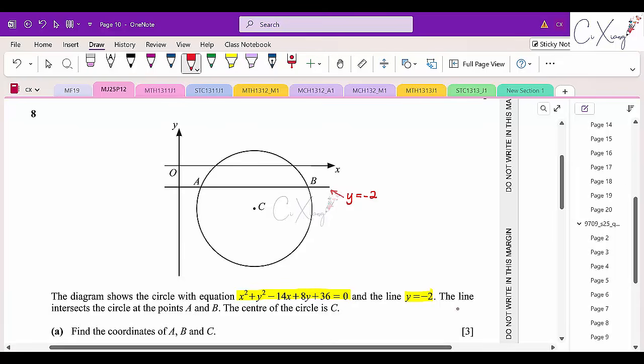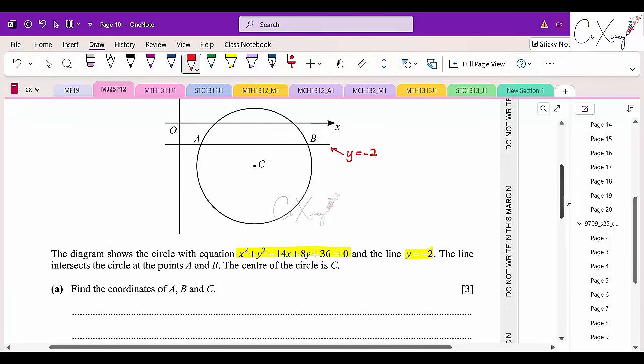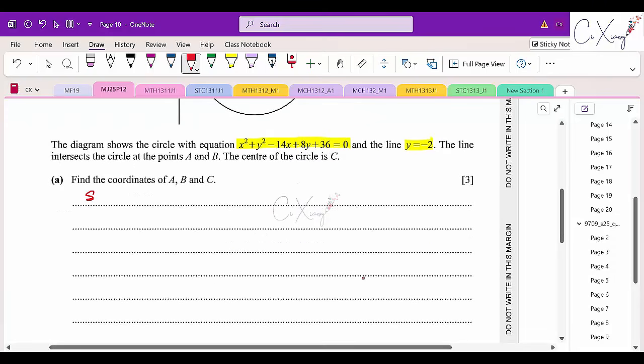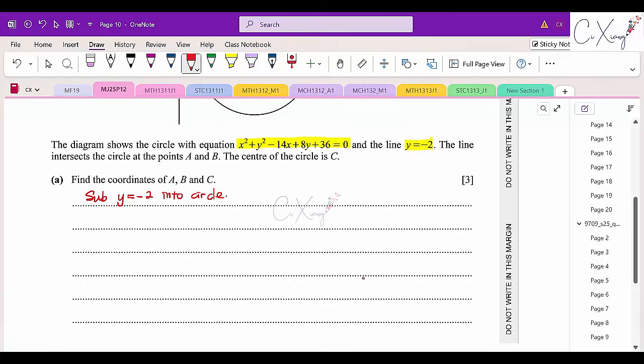Alright, so I think for this question, it's very easy. If you want to find the intersection point between a line and a curve, you just need to substitute the line equation into the curve equation. Then after that, you can get the intersection point from there, right? I substitute straight away the line y equals negative 2 into the equation. And what do I have here? I'm having x squared plus negative 2 squared minus 14x plus 8y, then plus 36 equals 0.